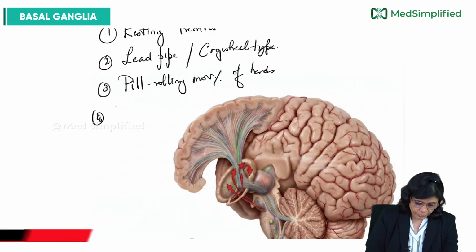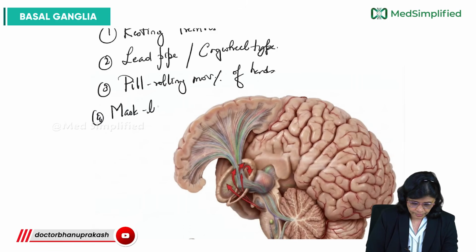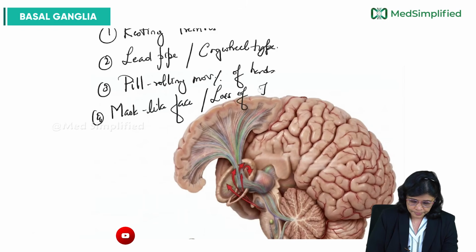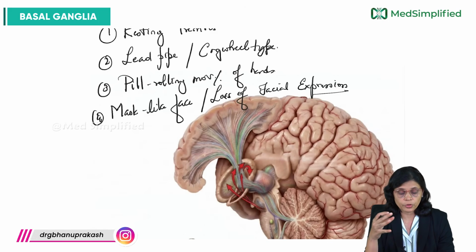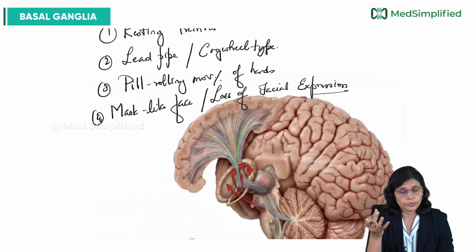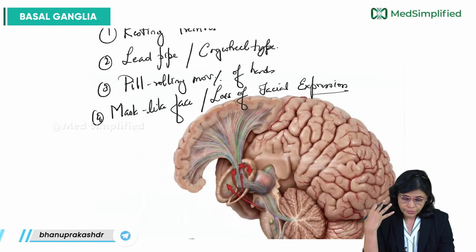Then the fourth thing which we see is the mask-like face. Okay, so there is loss of facial expression. This is basically due to lack of control of the group of muscle movements which is responsible for the emotional expressions. Because it controls those movements, right? Now there is loss of control of those movements, because of that there is no expression. There is just a mask-like face.